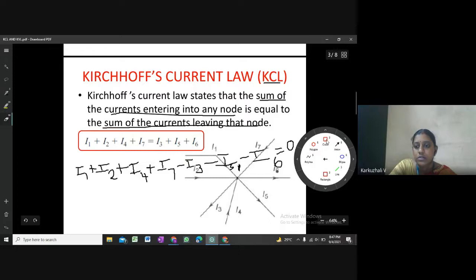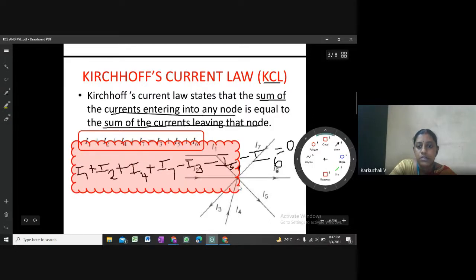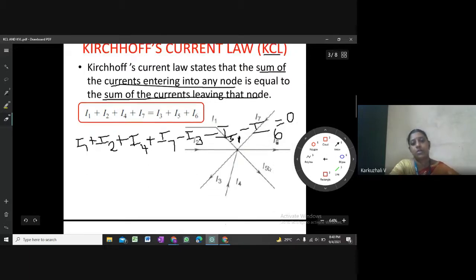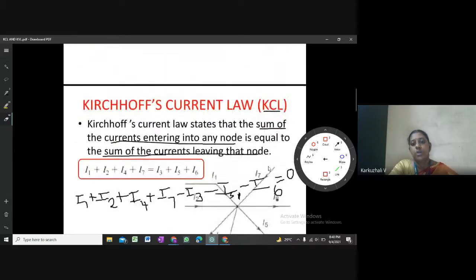I'll just use this option so that you can clearly see this. Okay, so the algebraic sum of the current across a node is 0, or current entering the node is equal to current leaving the node. Or I can also write it as I1 plus I2 plus I4 plus I7 minus I3 minus I5 minus I6 is equal to 0. So this is Kirchhoff's current law.